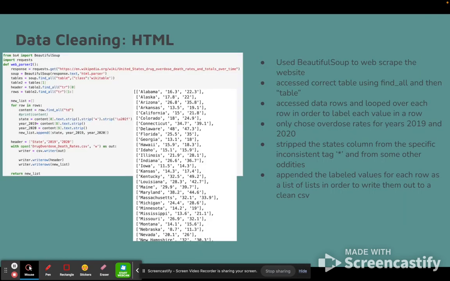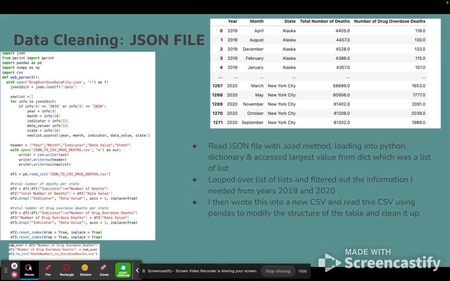Then for my HTML, I used Beautiful Soup to web scrape the website. I accessed the correct table using find all and then table. I accessed data rows and looped over each row in order to label each value in a row. I only chose overdose rates for the years 2019 and 2020. I stripped the states column of the specific inconsistent tag, which was an asterisk, and of other unnecessary tags. I appended the labeled values for each row as a list of lists in order to write them out to a clean CSV. Then for my JSON file, I read the JSON file using the .load method.